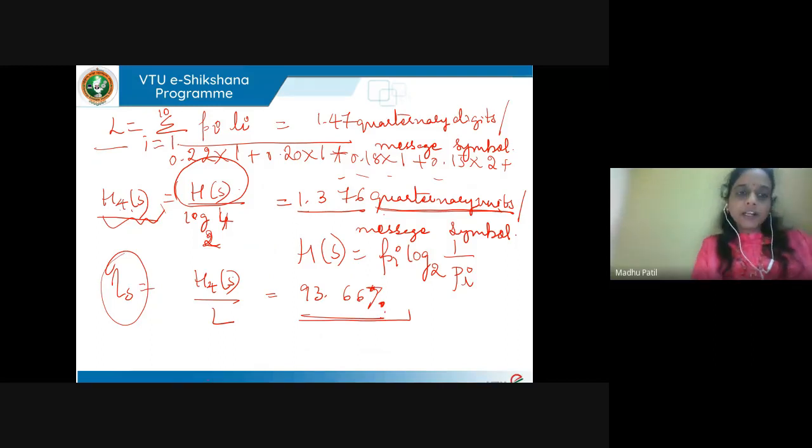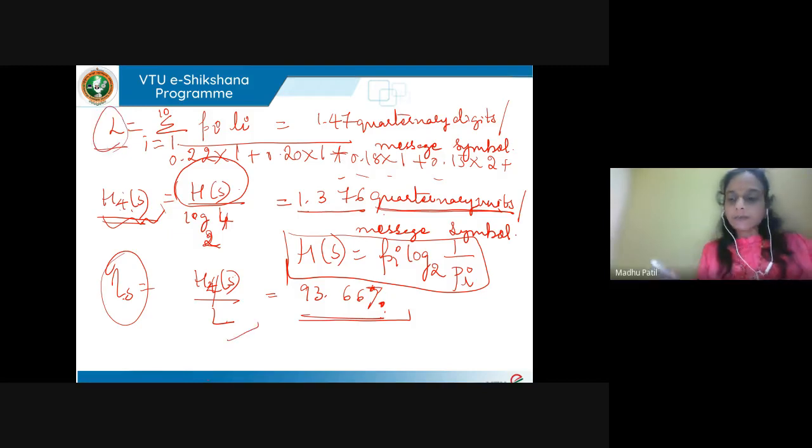Then to find H4 of S, because we want efficiency, which is entropy by L, but this is a quaternary code, so I want H4 of S. So to find H4 of S, I have to find the entropy first. After finding entropy, H of S, which is PI log 1 by PI, divided by log 4 to the base 2, I get H4 of S. That H4 of S, when I divide by average length L, I get the efficiency.